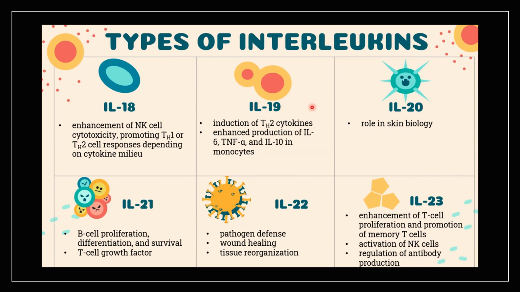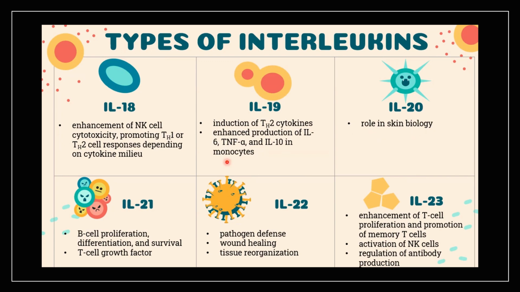Next is interleukin 19. They are from monocytes. Their target cells are keratinocytes, and their major functions are induction of T helper 2 cytokines, and they enhance production of interleukin 6, tumor necrosis factor alpha, and interleukin 10 in monocytes. For interleukin 20, they originate from activated keratinocytes and monocytes. Their target cells are keratinocytes, monocytes, epithelial cells, and stromal cells in skin, lung, pancreas, and breast tissues. Their function is a role in skin biology.